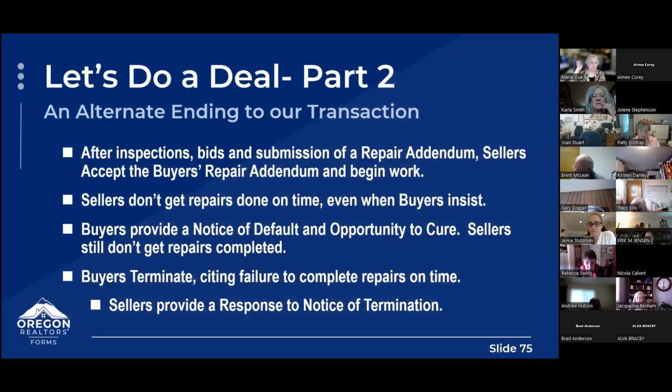Okay, so let's talk about this deal, but have an alternate ending to it. After inspection, bids, submissions of repair addendum, sellers accept buyer's request and begin work. Sellers don't get the repairs done on time, even when buyers insist. Buyers provide notice of default and opportunity to cure. Sellers still don't get the repairs done. So now they're going to terminate. And we're going to go through that process as well.